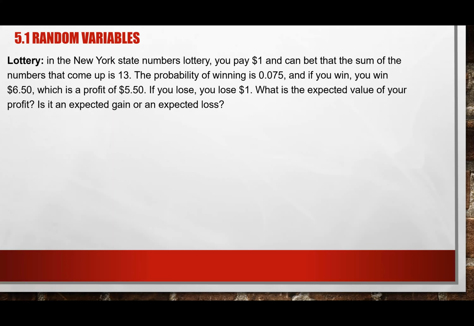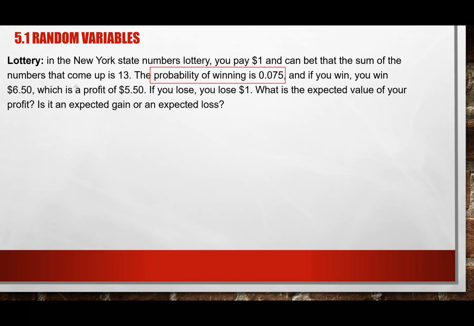So whatever this game is, we don't care about the game. They give us that if you pay $1 and you bet on that whatever this thing come up to be 13, you will win. If it doesn't come out 13, you will lose, right? And they tell you that the probability of winning is 0.075. So we know the probability, that's what they give us. That's your P of X for winning, the probability of winning.